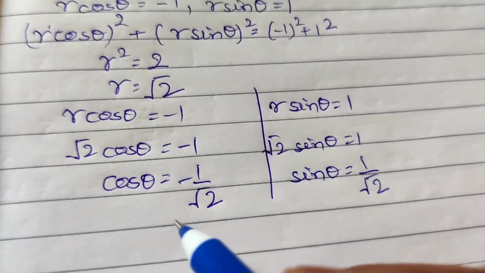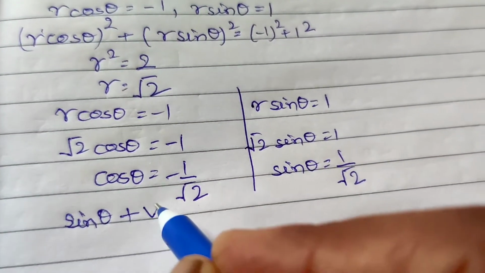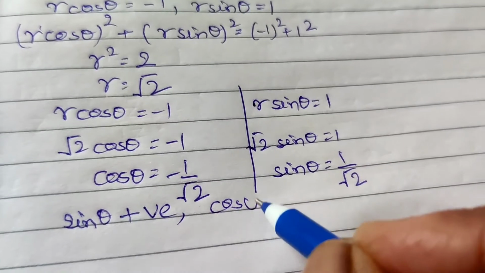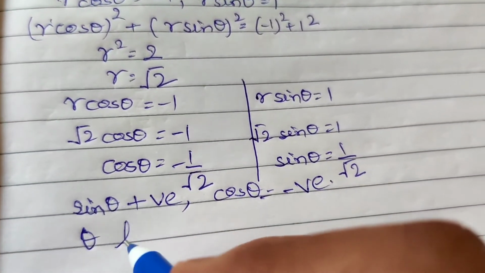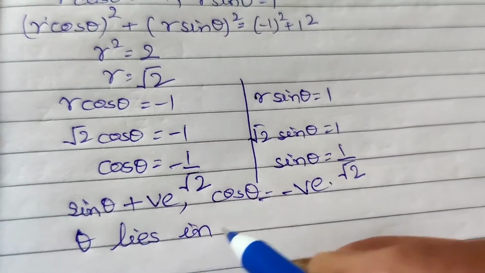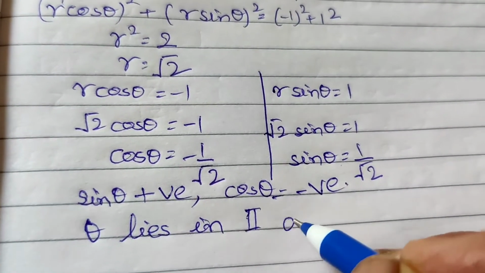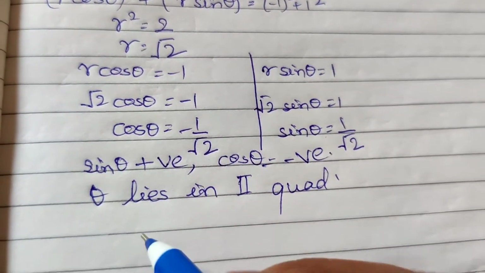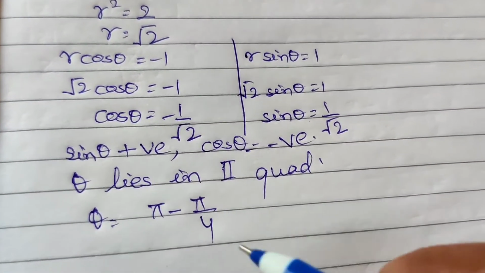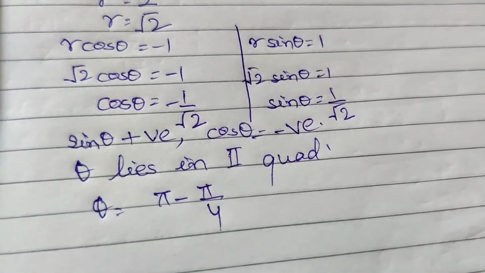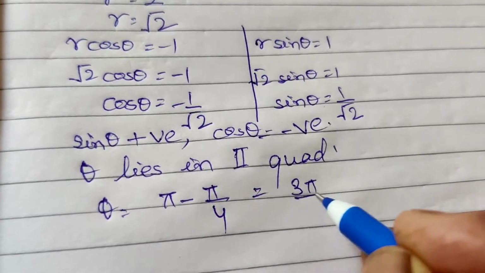But it lies in the second quadrant. Sin theta is positive and the value of cos theta is negative. Therefore, theta lies in the second quadrant. In the second quadrant, sin theta is positive. So, we can write theta equal to pi minus pi by 4. It is equal to 3 pi by 4.